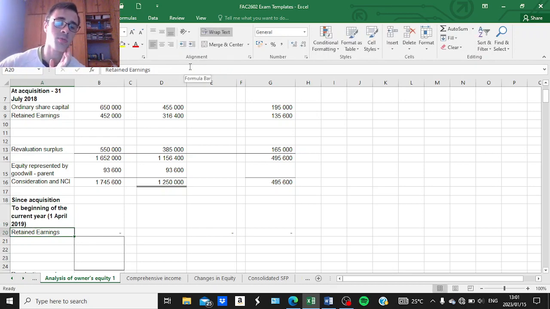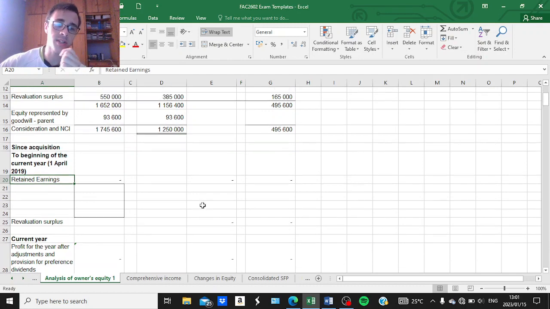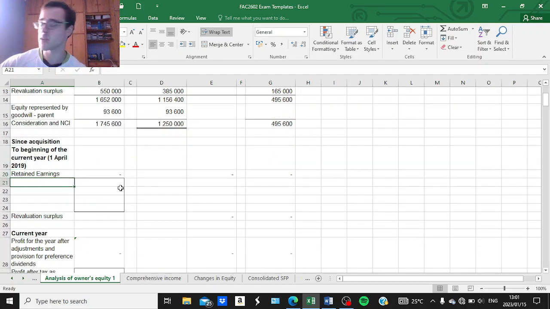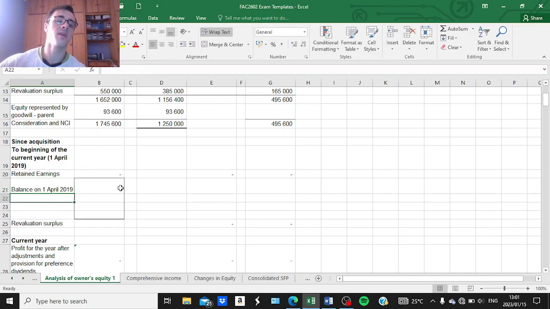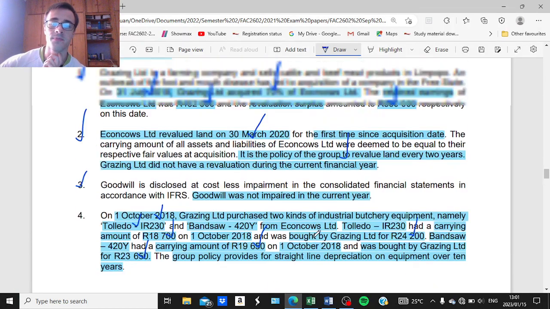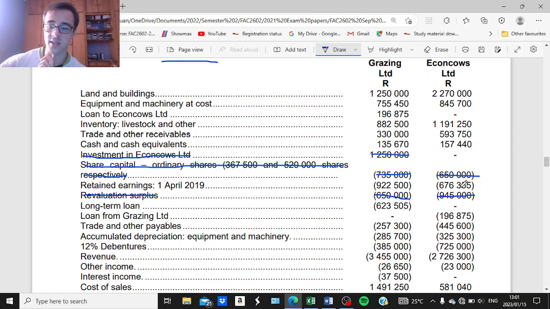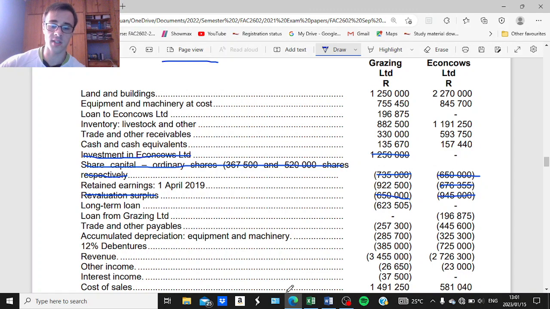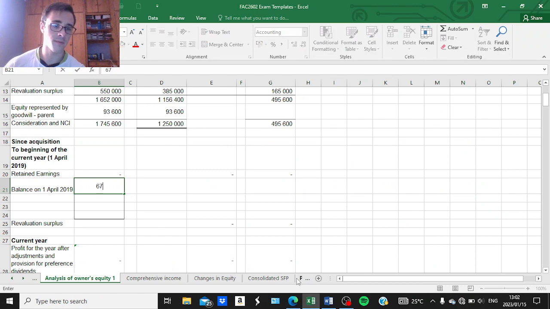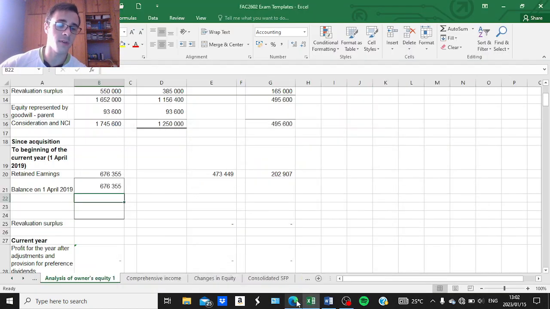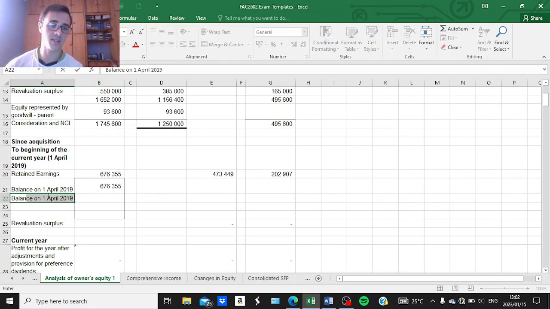All right, before we get to that, we still need to calculate the change in retained earnings since acquisition. So we will take the opening balance, so the balance on the 1st of April 2019, which has been provided in the trial balance for Econ Cows Limited. And that amount is 676,355. And then we will subtract the balance at acquisition, which was given as 452,000.